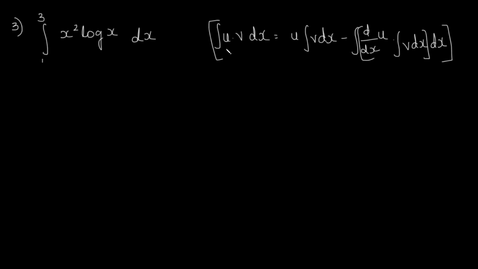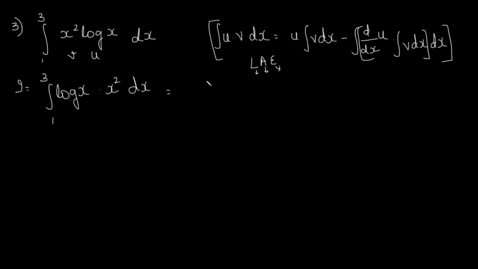You will also be remembering that when u into v is given, we have to decide what is u and what is v. We decide using LAE, where L stands for logarithm, A for an algebraic expression, and E for exponential term. In this case, a logarithm is given, log x, so log x becomes u, and x square, being an algebraic term, becomes v. So our integral I is equal to the integral from 1 to 3 of log x into x square dx.